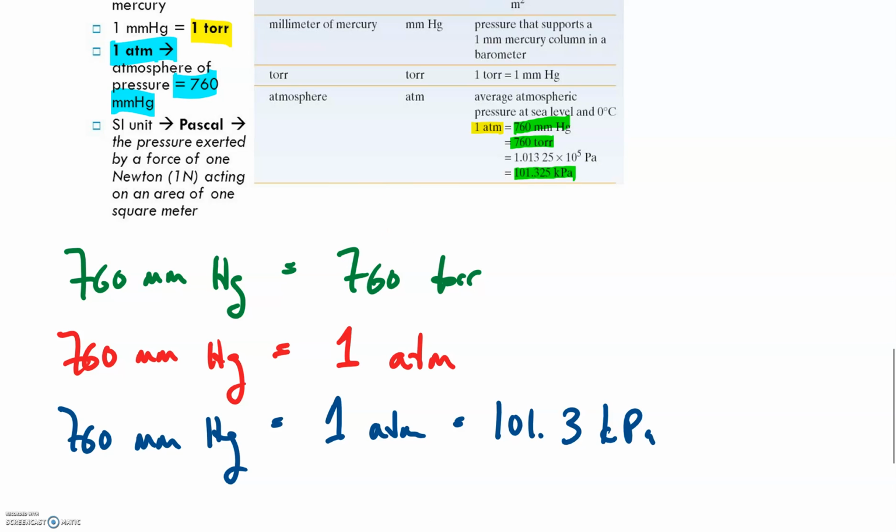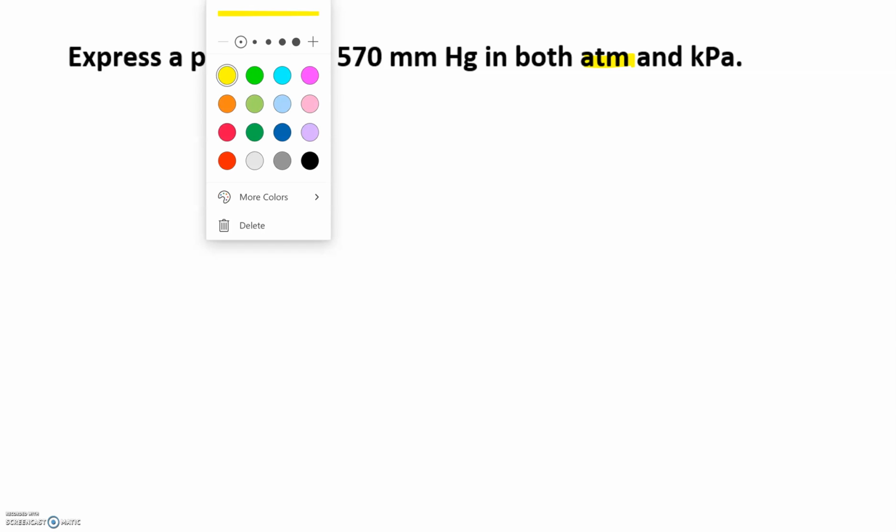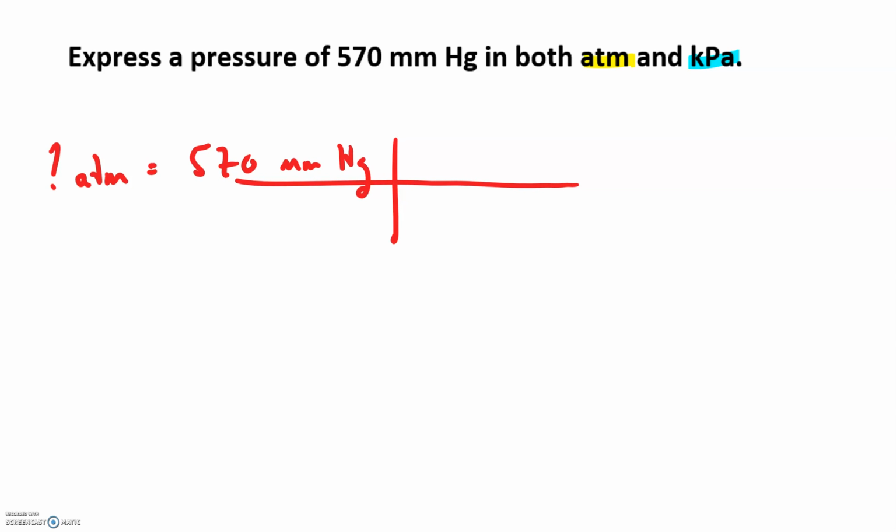So let me give you an example of a question you could expect me to ask. This one has got a couple different parts to it. It says, express a pressure of 570 millimeters of mercury in both atmospheres and in kilopascals. So we're going to set up 2 different conversions here. Let's do the first one in atmospheres, and we're going to ask how many atmospheres are the equivalent of 570 millimeters of mercury.